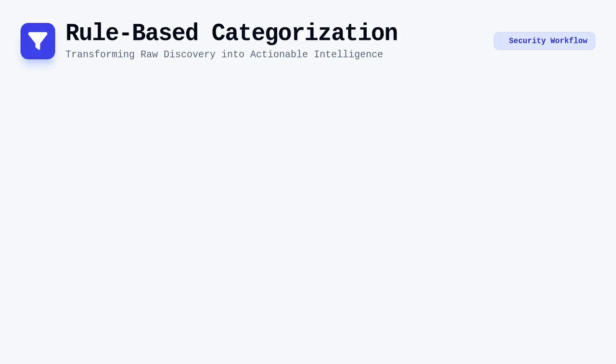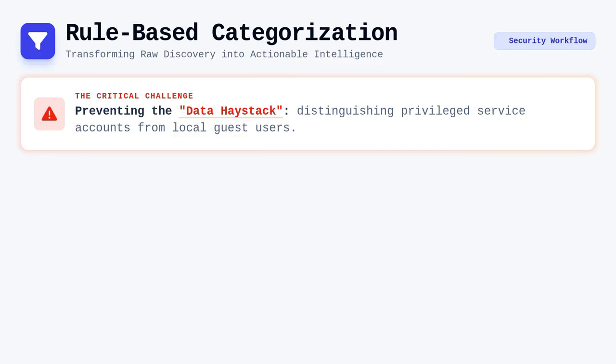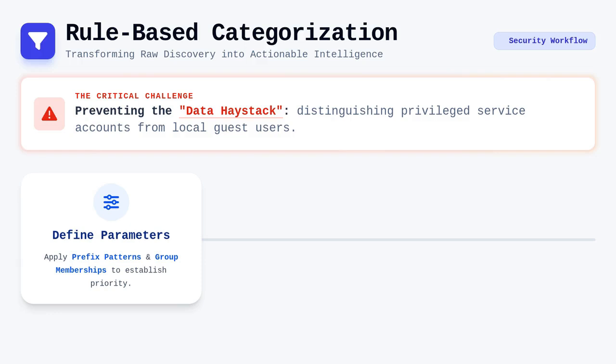Once the discovery engine identifies potential targets, the next step involves implementing rule-based categorization to make the data actionable. Without a clear set of rules, you will be left with a haystack of accounts where you cannot distinguish between a highly privileged service account and a local guest user. By defining onboarding parameters, you tell the system that any discovered account matching a specific pattern, such as an account starting with a particular prefix or possessing administrative group membership, should be treated with a higher priority.